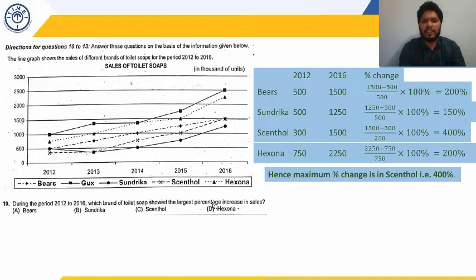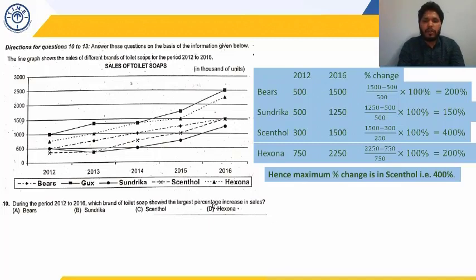I hope this is a very easy question where we just have to calculate the percentage increase, and percentage increase we all know: change, or final minus initial, divided by initial into 100%. So from 2012 to 2016 we need to calculate the percentage change. So the initial year here is 2012 and the final year here is 2016.